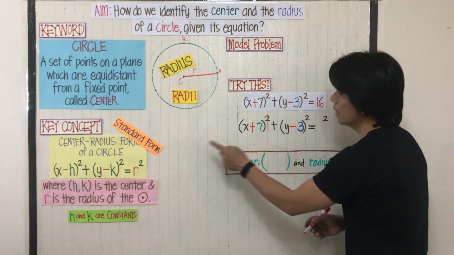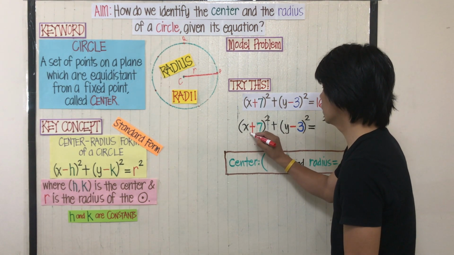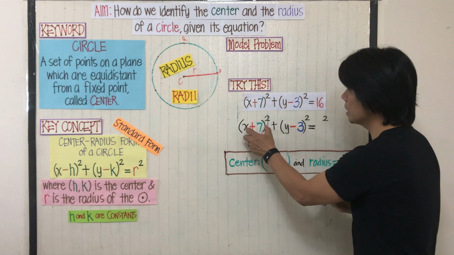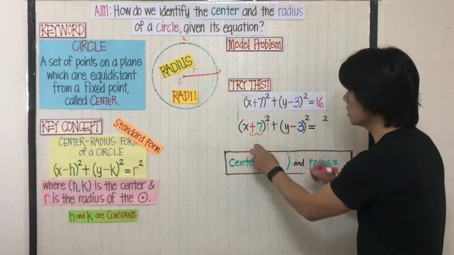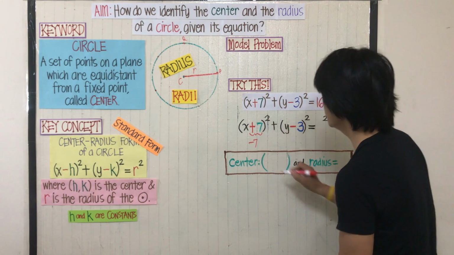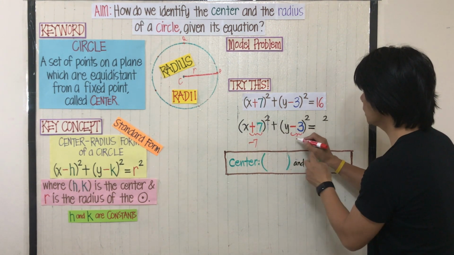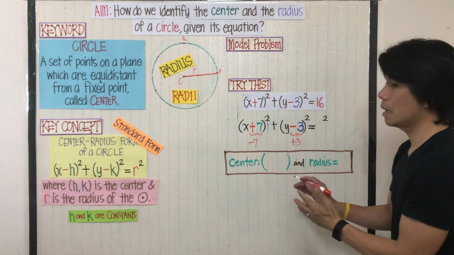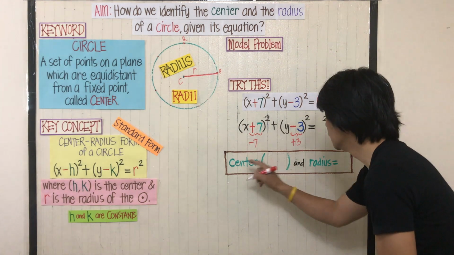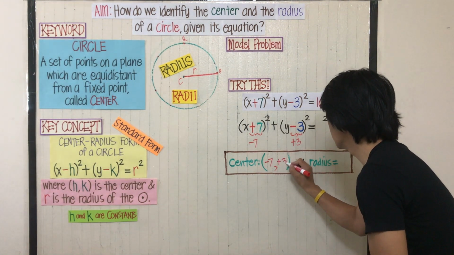So, again, the rule says we need to take the opposite sign of the constant inside the parentheses. So, positive 7 becomes negative 7. Negative 3, take the opposite, is positive 3. Now put them together. They are the coordinates of the center. Negative 7, comma, positive 3.